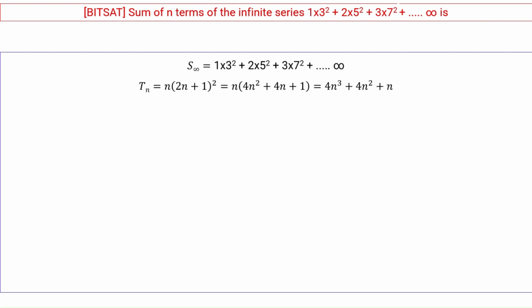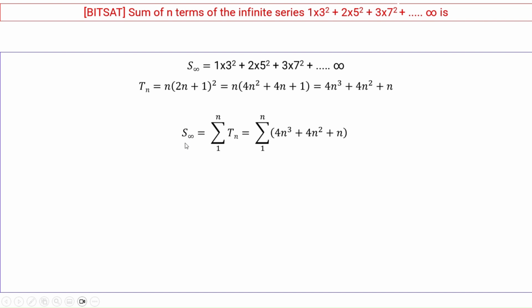General term equal to, first one is natural number, that is n. N starts from 1 to infinity. And the second part of the product is 2n plus 1. Okay, starting from 3, right? So 2n plus 1 whole square. Okay, if you simplify it, what you will get is 4n cube plus 4n square plus n.